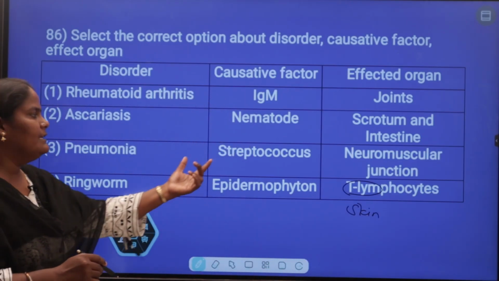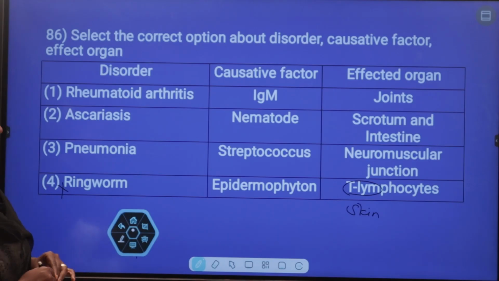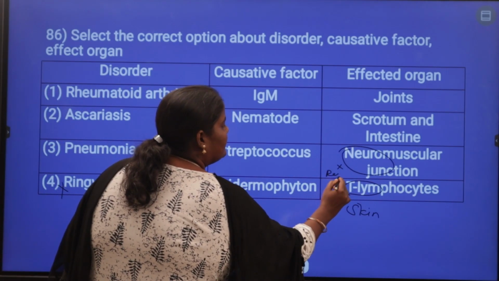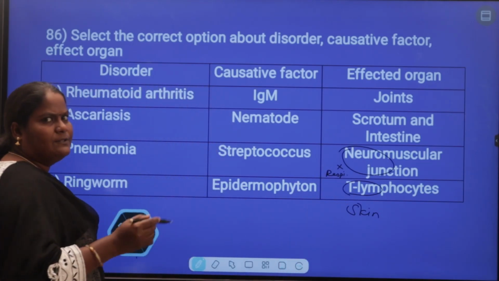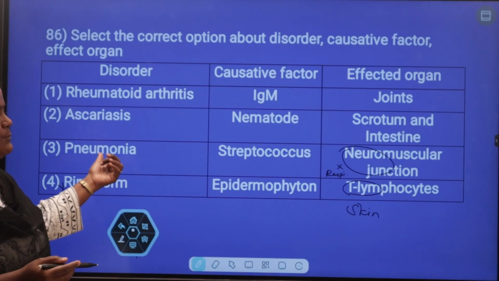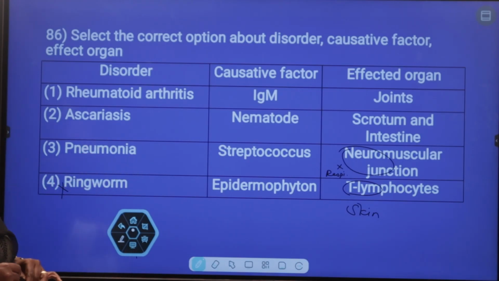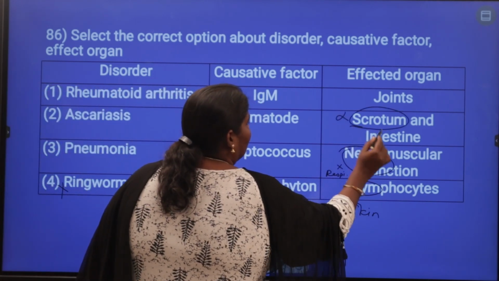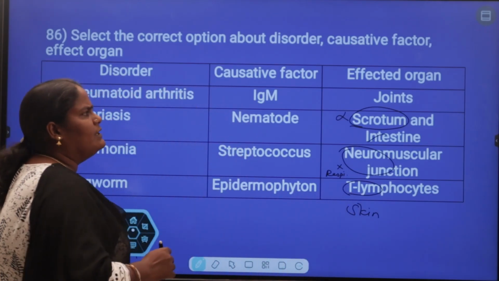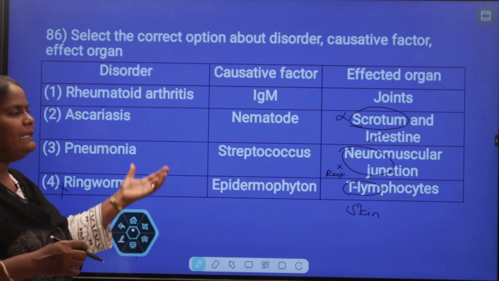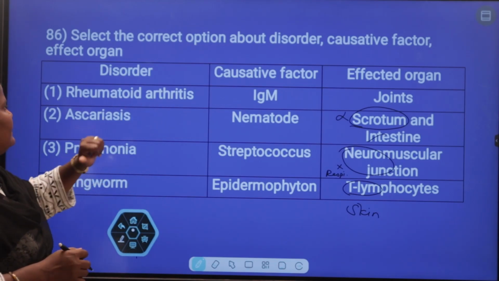Next, pneumonia. Yes, the causative factor is Streptococcus pneumoniae, but it does not affect the neuromuscular junction. It affects the respiratory system, the lower respiratory tract and lungs. Next, Ascaris. Yes, it's a nematode species, but it does not affect the scrotum of the individual. So it's wrong. Of course, the intestine is the right one, but the given option scrotum is wrong. So by sorting out the remaining three, ultimately the first option is the right statement.